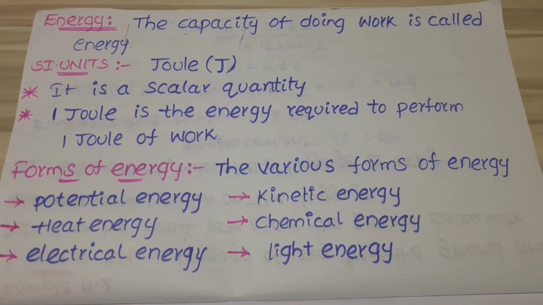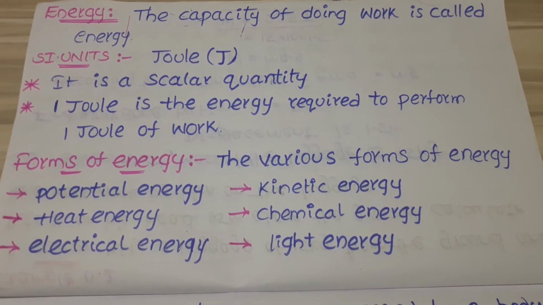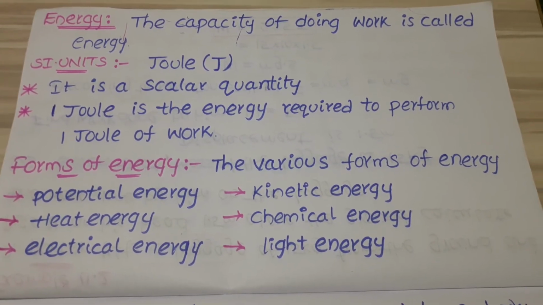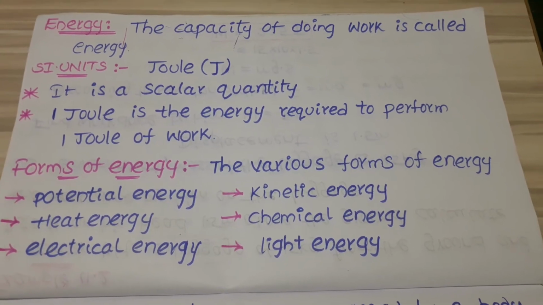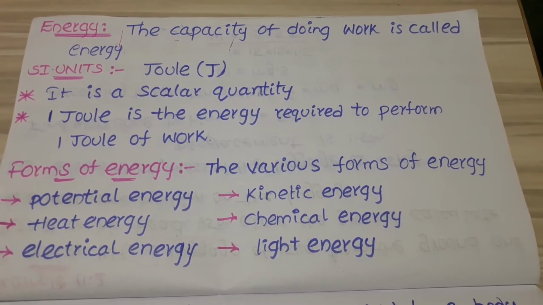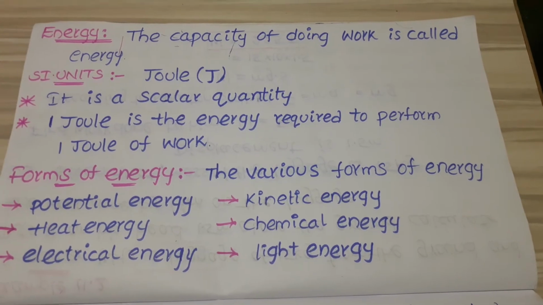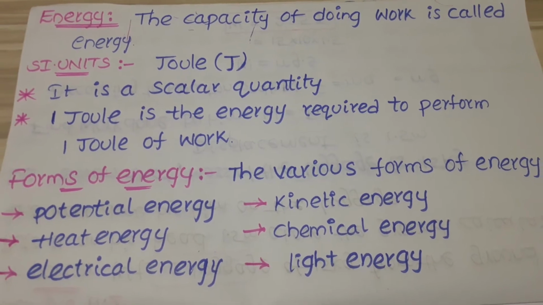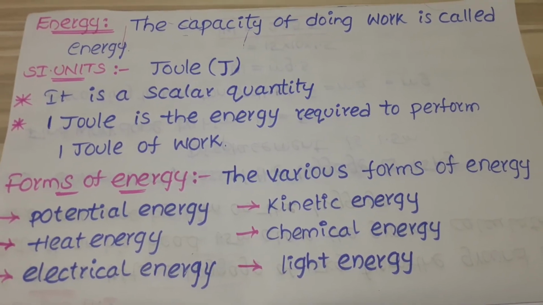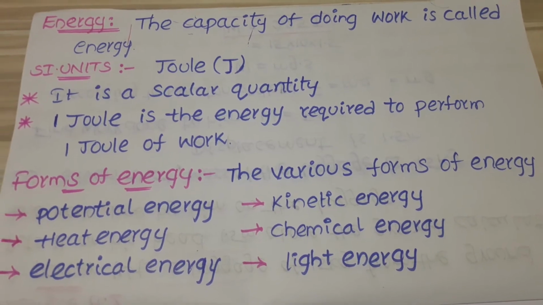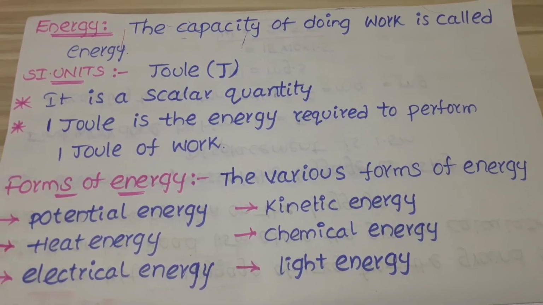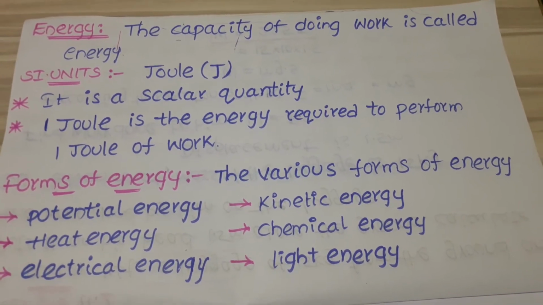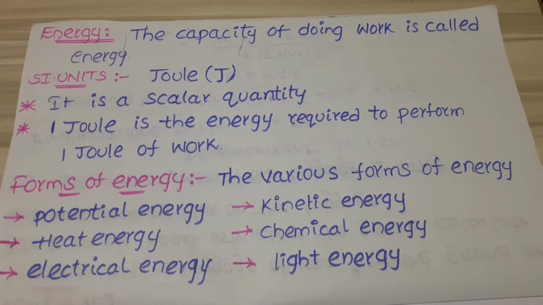Energy is transferred from one body to another body in different forms. The various forms of energy are potential energy, kinetic energy, heat energy, chemical energy, electrical energy, light energy. When work is performed, the energy of the object changes from one state to another, that is potential to kinetic energy, heat energy to chemical energy, electrical energy to light energy. So it may change from one form to another form.